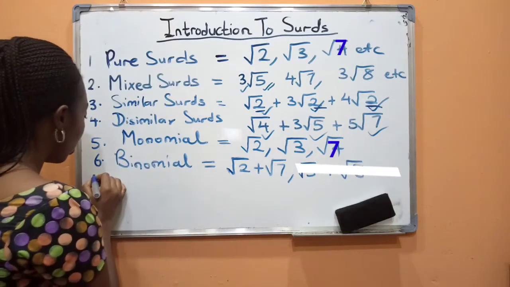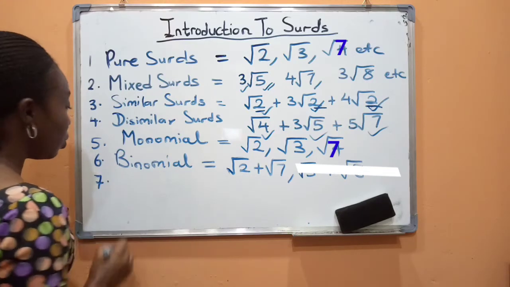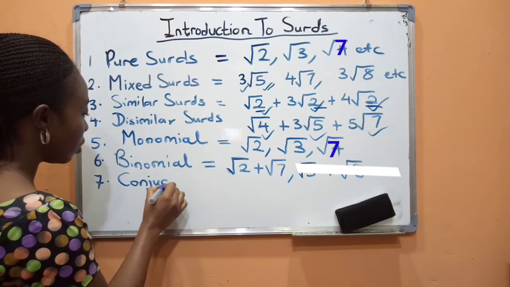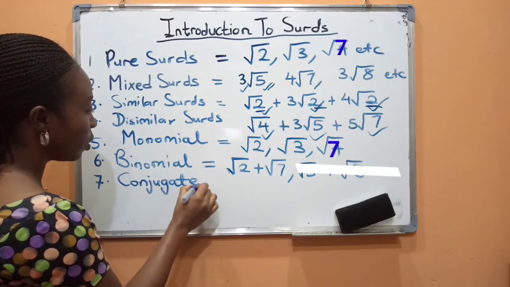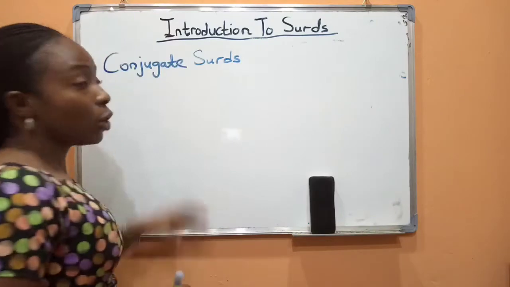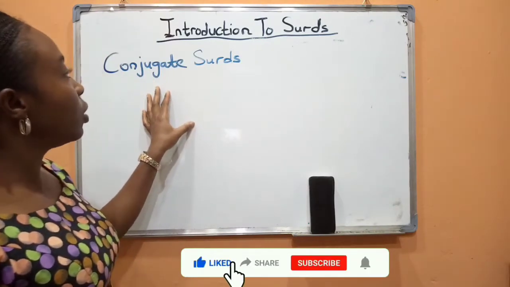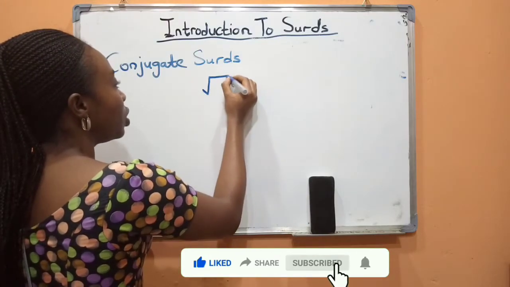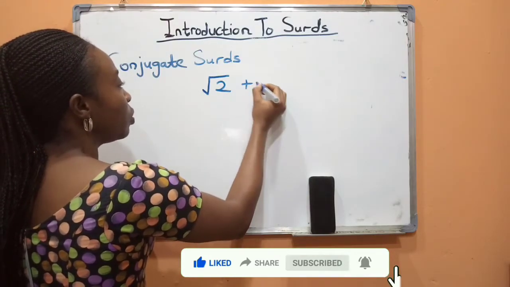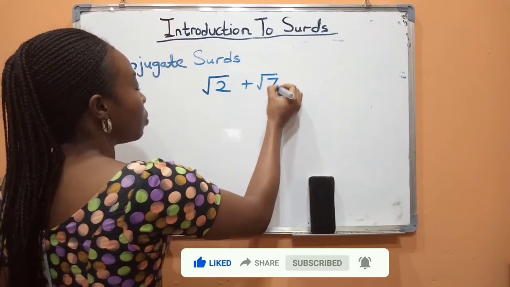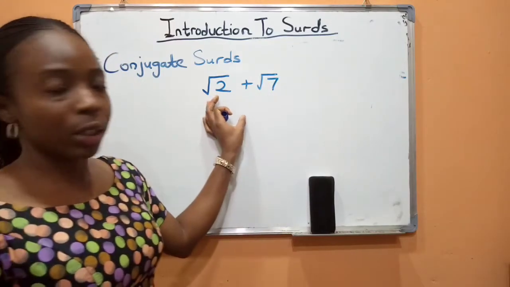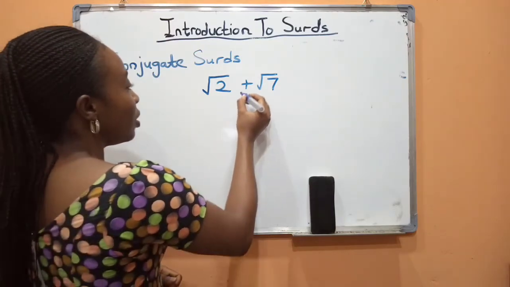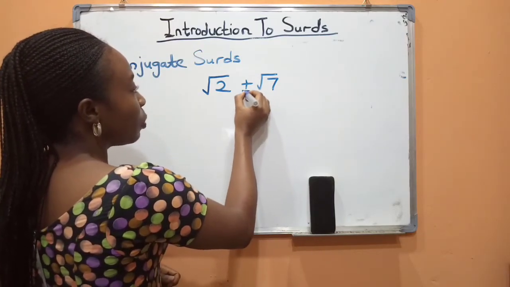Then another one we are going to be looking at is the conjugate surd. For us to understand conjugate surds, let's take a look at binomial surds. When you know a binomial surd is a combination of two surds, okay? When you sum up or subtract two surds. So if we have something like this, the conjugate of this surd is simply the inverse operation of this plus, okay?